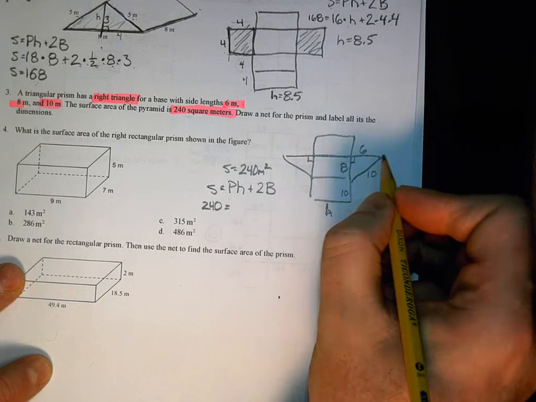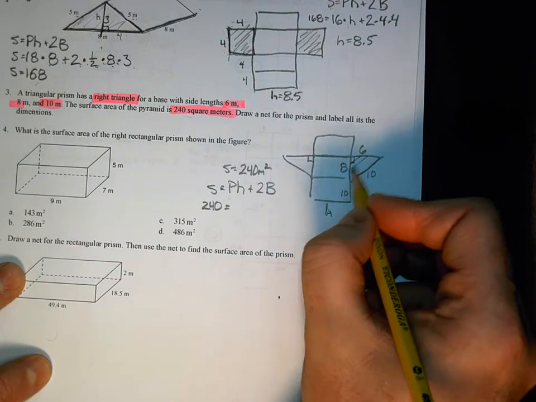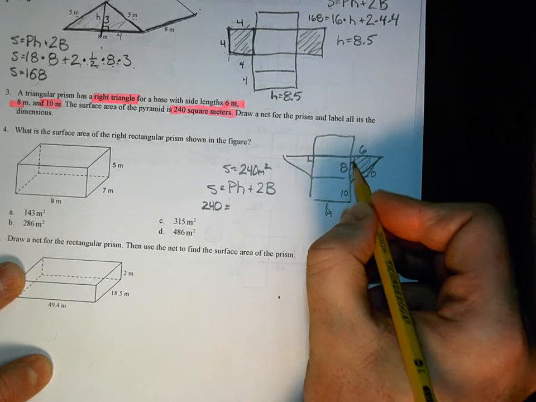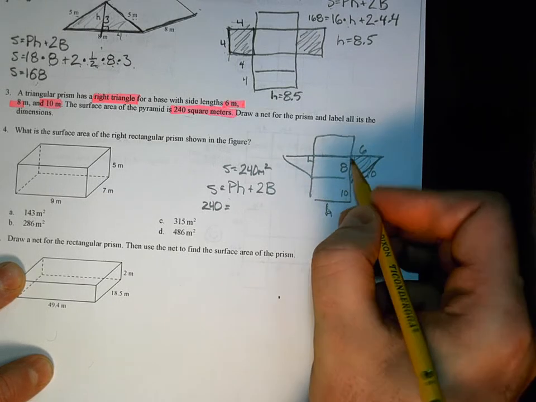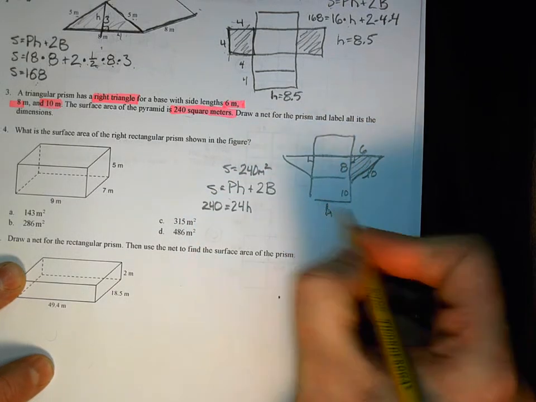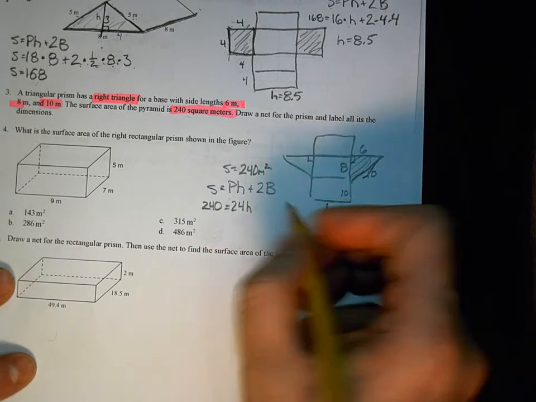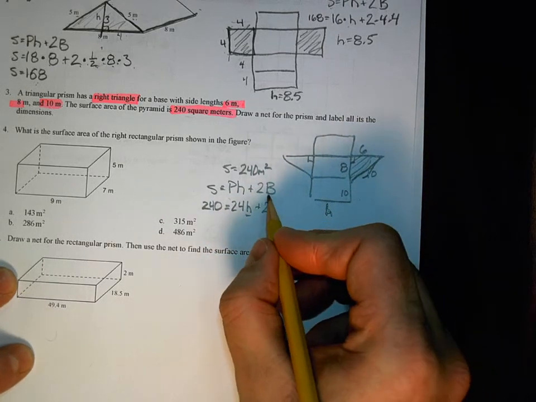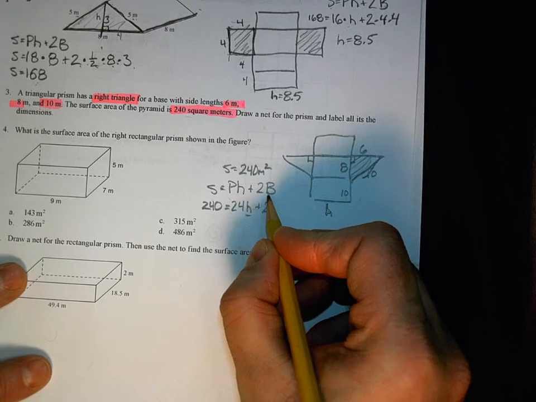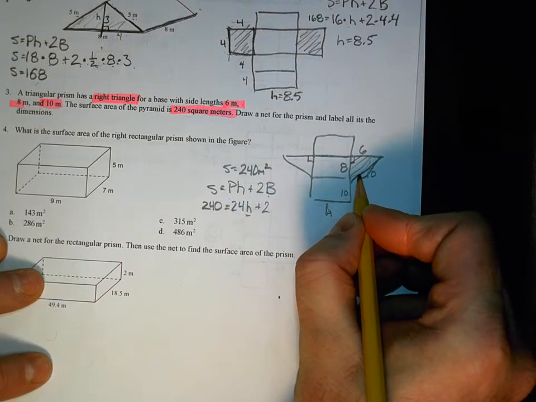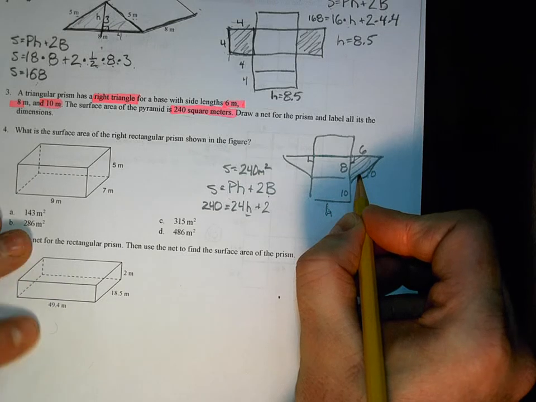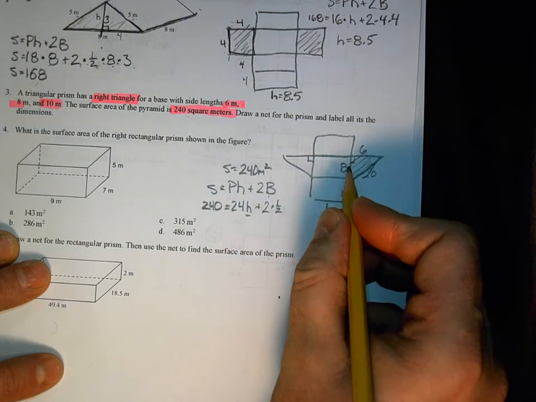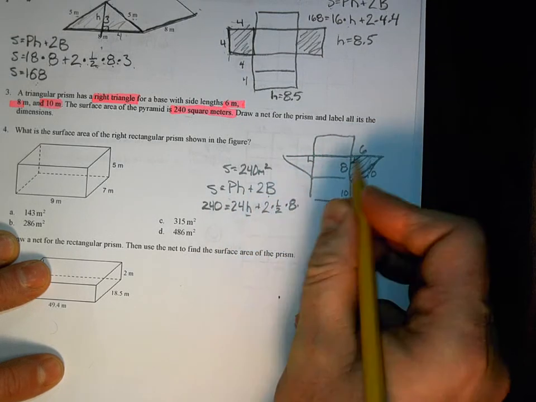What's the perimeter of the base? This is our base, right? What's 6 plus 10? 16. Plus 8? 24. Times height, which we don't know. That's what we're really looking for. Plus 2 times the area of the base. Is this a rectangle? No, this is a triangle. So it's 1/2 base times height: 2 times 1/2 times base, which is 8, times height, which is 6.